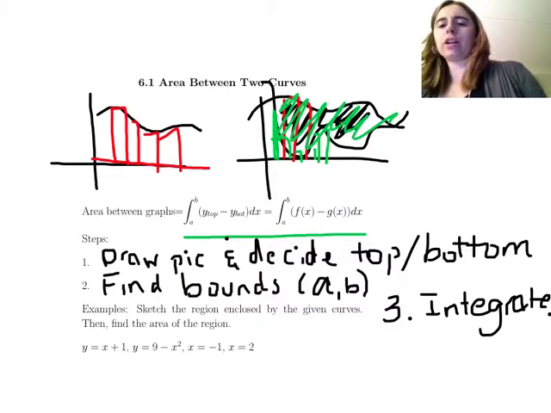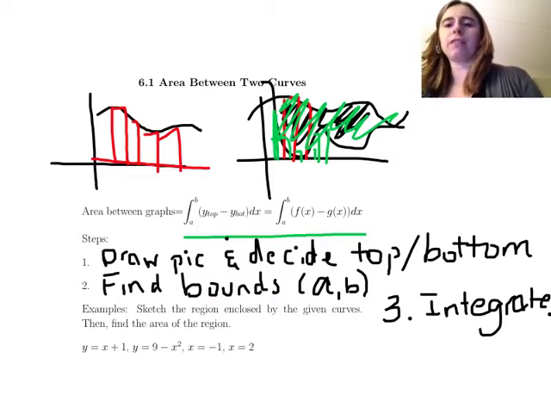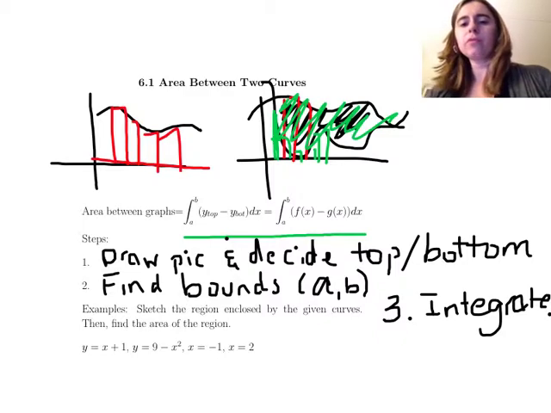So here is our first example, and maybe we'll start this on a new page. We're going to sketch the region enclosed by the given curves and then find the area of that region for y equals x plus 1, y equals 9 minus x squared, x equals negative 1, and x equals 2. So let's try that now.